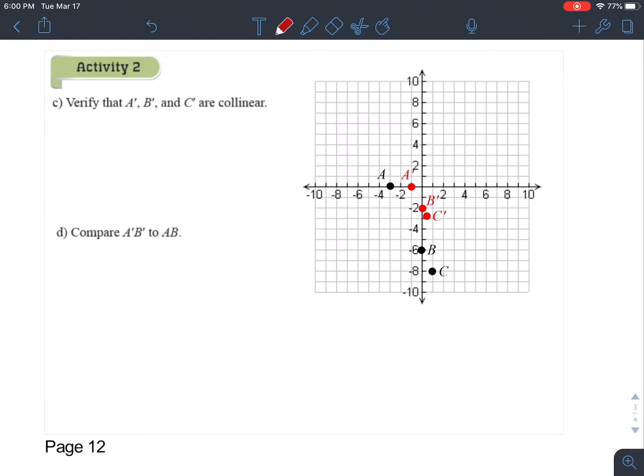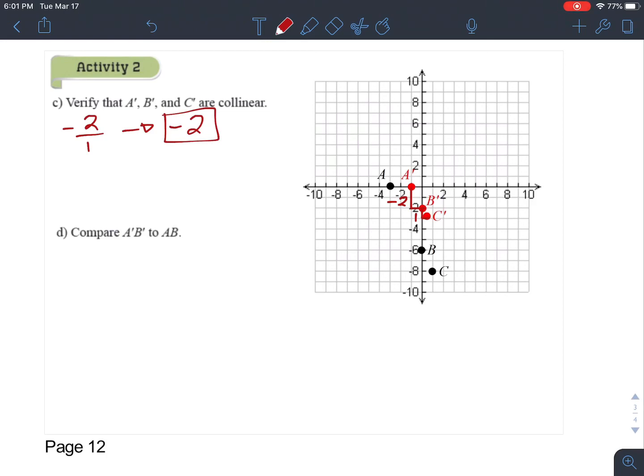Okay, now that you are done, the easy part for showing that these are collinear is going from A to B, because that's just going to be down 2 and over 1, and we know that that simplifies to a slope of -2. Then we have to verify that B prime and C prime are collinear because they have the same slope.